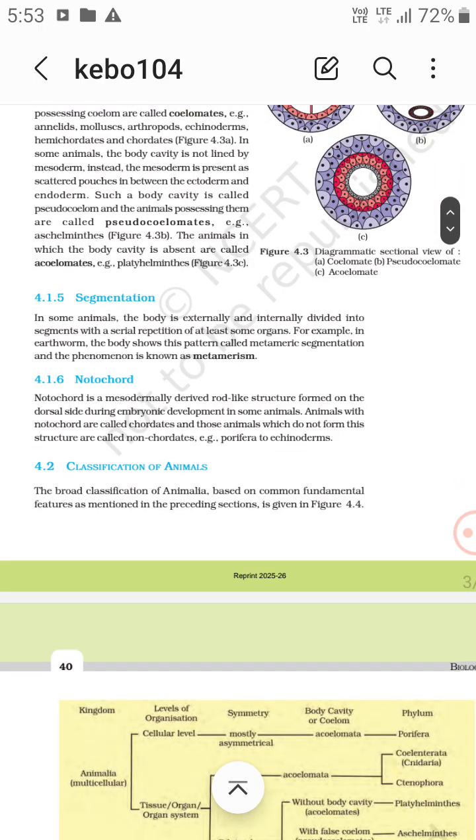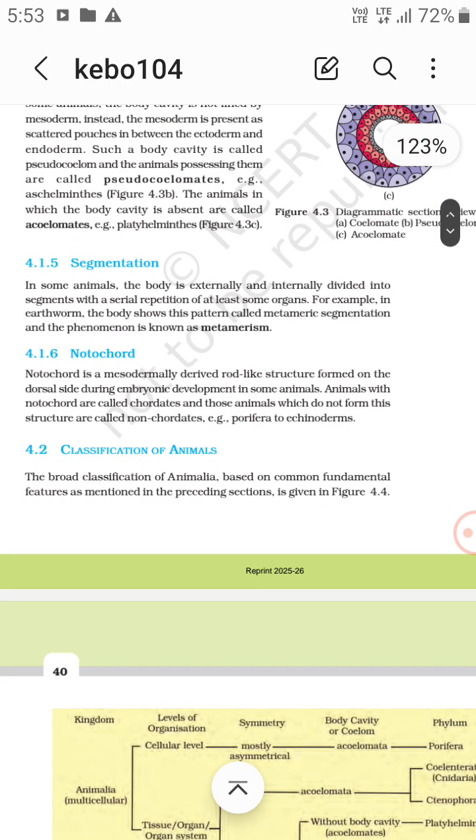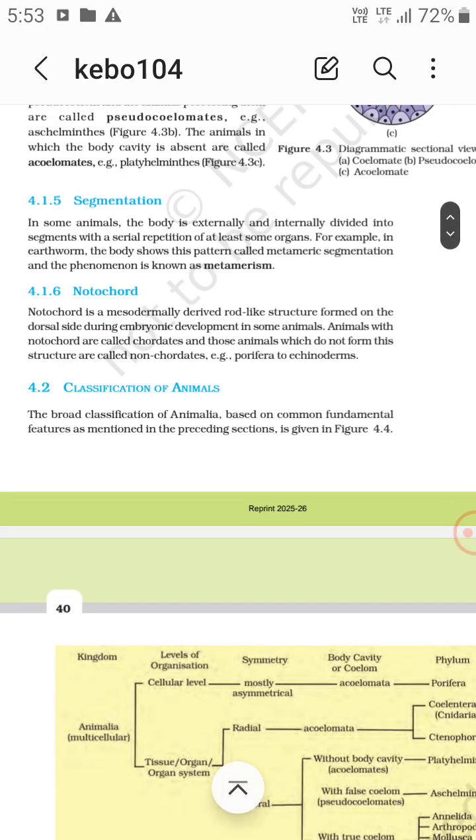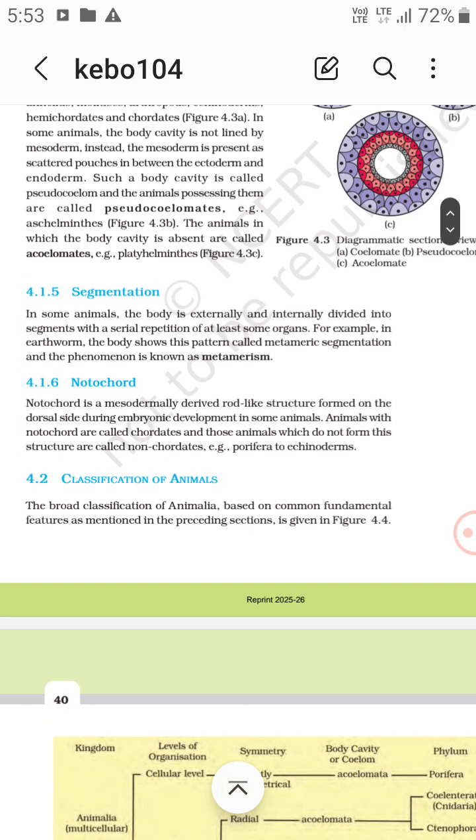Now, notochord. Notochord is a mesodermally derived rod-like structure formed on the dorsal side during embryonic development in some animals. Animals with a notochord are chordates, and those without it are non-chordates. Segmentation, as in the earthworm, divides the body externally and internally into serial repetition of at least some organs.